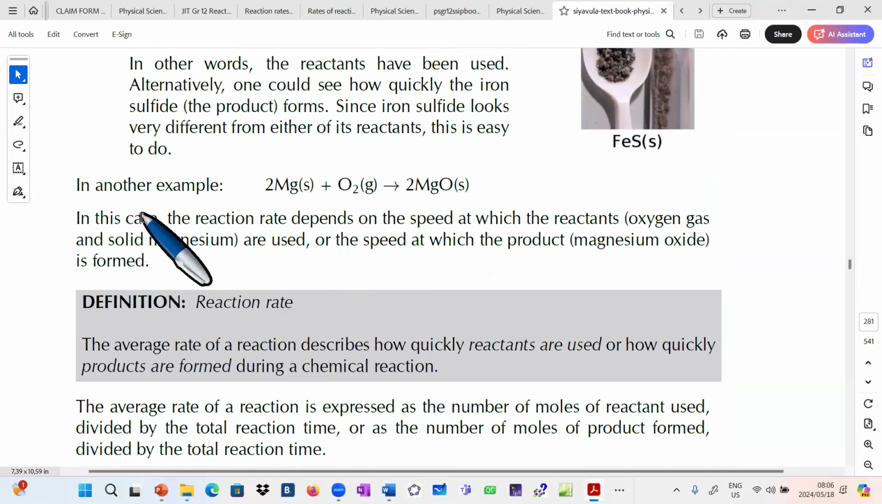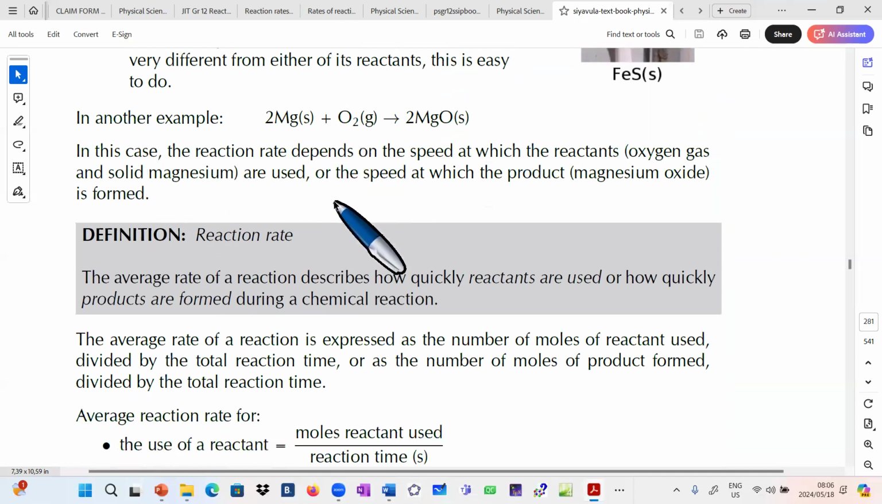Right, so in another example, let's look at this very famous example. In this example, we're looking at the reaction between magnesium, which is a solid, and oxygen gas. And we then form magnesium oxide, which is a solid. In this case, the reaction rate depends on the speed at which the reactants, oxygen gas and solid magnesium, are used, or the speed at which the product, which is magnesium oxide, is formed.